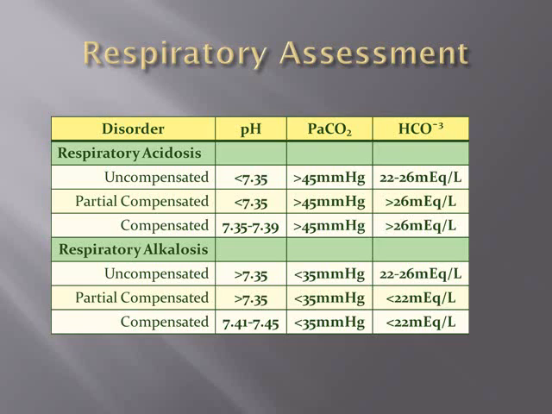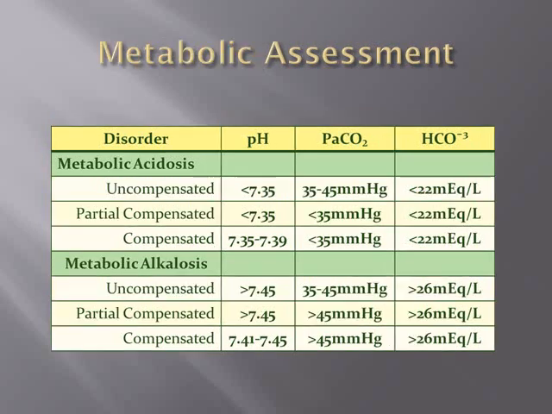Now, if your pH is 7.35 to 7.39, and your CO2 is above 45, the bicarb has increased greater than 26, you're now considered a fully compensated respiratory acidosis. These are the patients you're going to see who have COPD, who live in what we call the 50-50 club. Their pH is like 7.35, their CO2 is like 50, their bicarb's like 33, and then their PO2 is like in the 50s. And the same thing goes with alkalosis and also your metabolics.